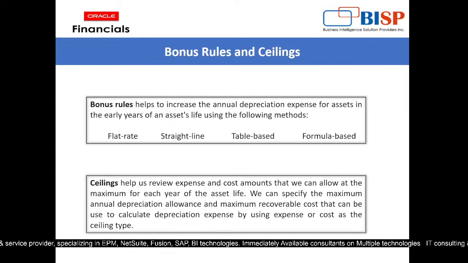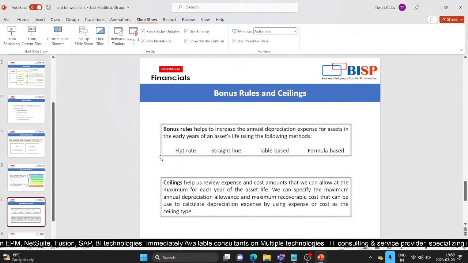Oracle Assets uses the ceiling from the last year you set up for each year thereafter. For cost, you can enter the maximum recoverable cost Oracle Assets can use to calculate depreciation expense. Let's see in the system from which task we can manage these and how this can be done.